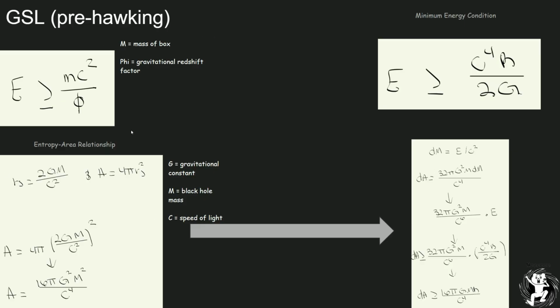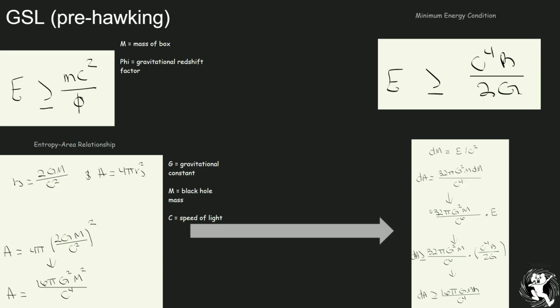and the area of the event horizon, where as you can see here in the bottom left, he combined the two, where G is the gravitational constant, M is the black hole mass, and c is the speed of light. Next, he considered adding a small amount of energy, or mass, which is dM, which is seen here in the bottom right, to the black hole.